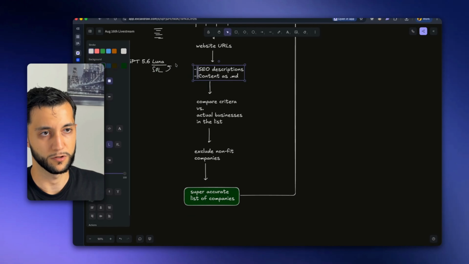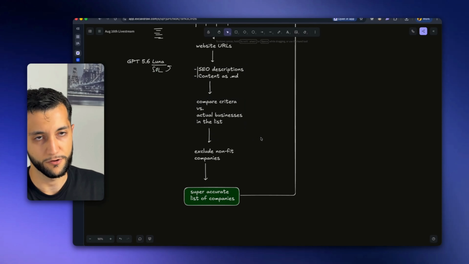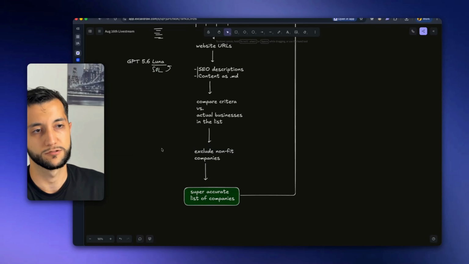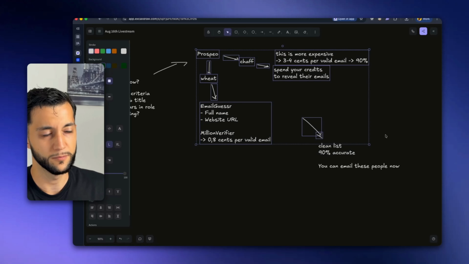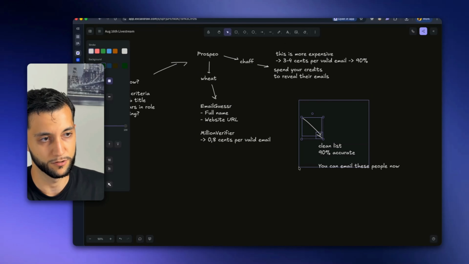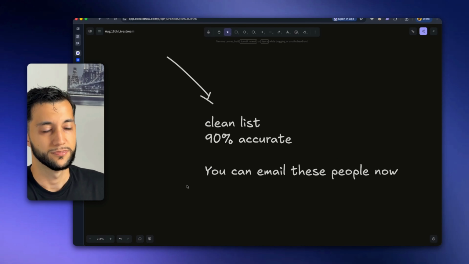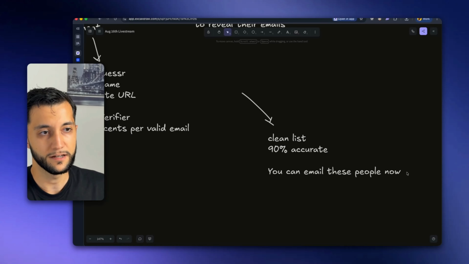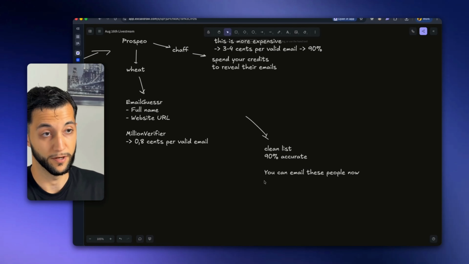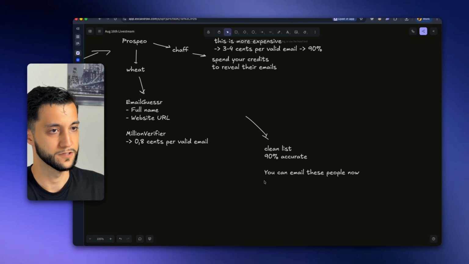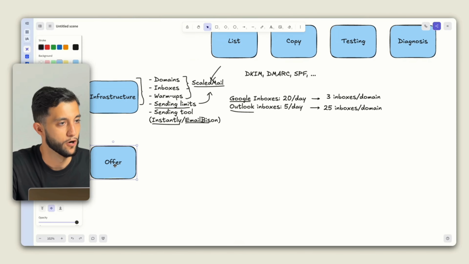And this entire algorithm where you first find the company and then you go through the steps of figuring out what kind of companies these actually are, and then you compare them to the criteria that you actually have, exclude the non-fit ones, and then you find the correct people, and then you find their email addresses, and then exclude the ones that are actually not clean, right? They are not valid. That's how you get a clean and accurate prospect list that you can now email, right? This is the process.